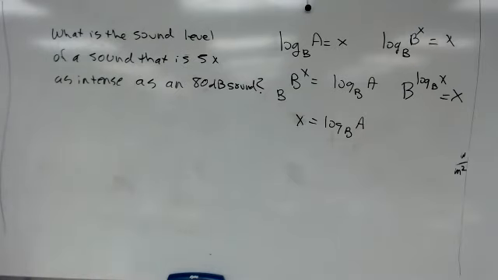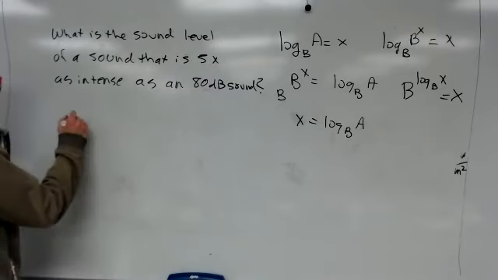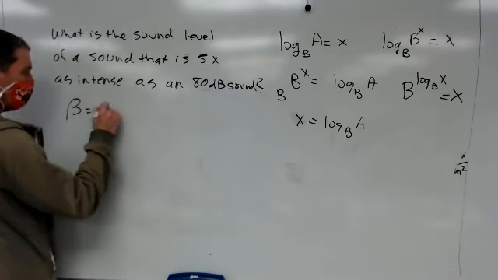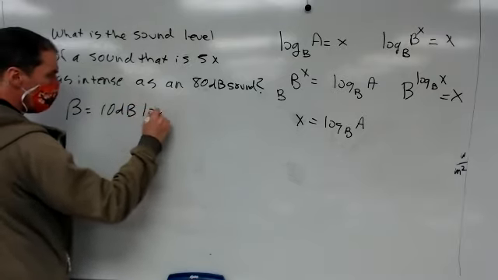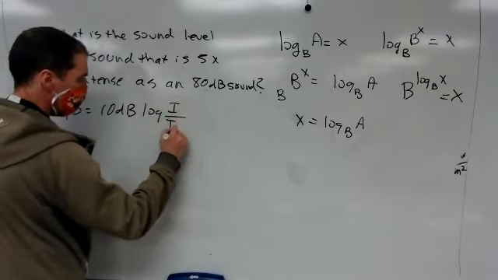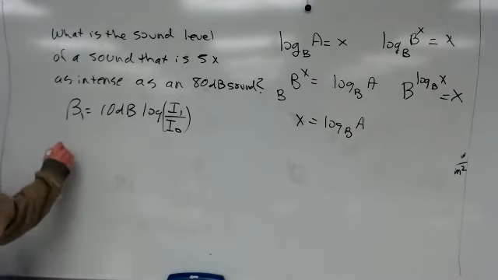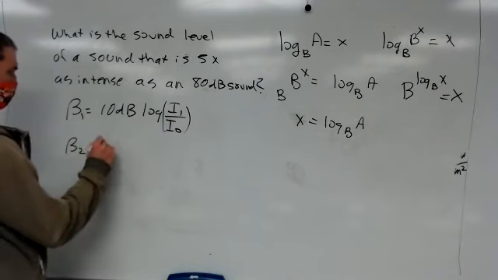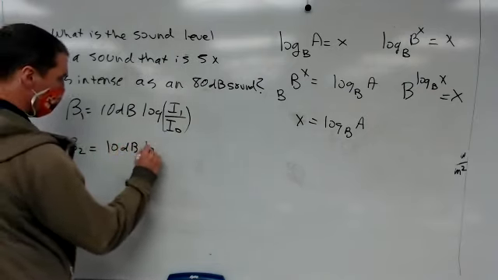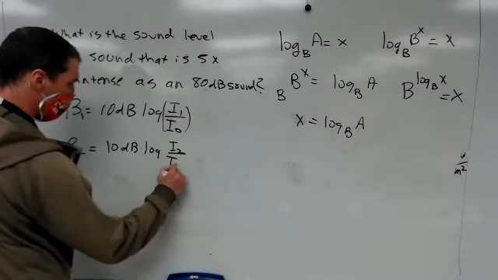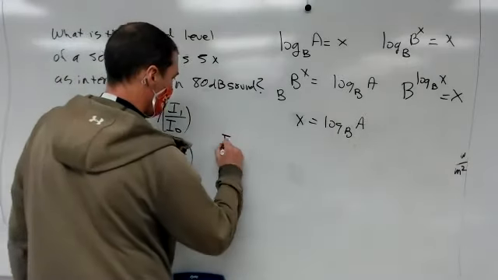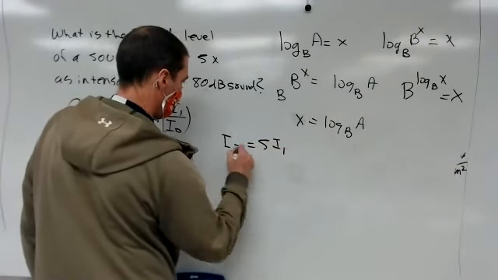All right. So what's our standard sound level equation? Beta equals 10 dB log of I over I naught. So now we're asking for two different sounds. So I'm going to say beta 1 is equal to 10 decibels log of I1 over I naught. And beta 2 is equal to 10 decibels times the log of I2 over I naught. But I2 is equal to 5 I1.